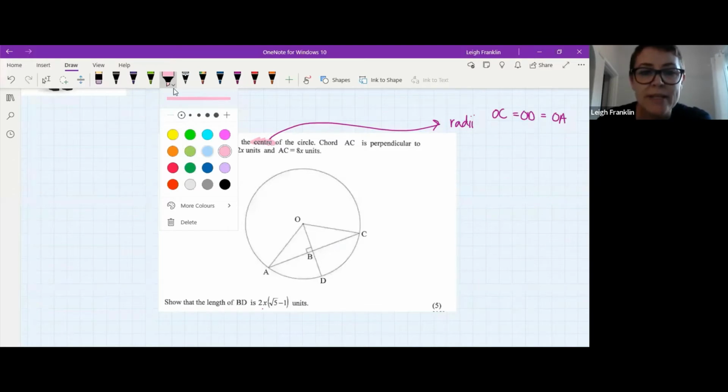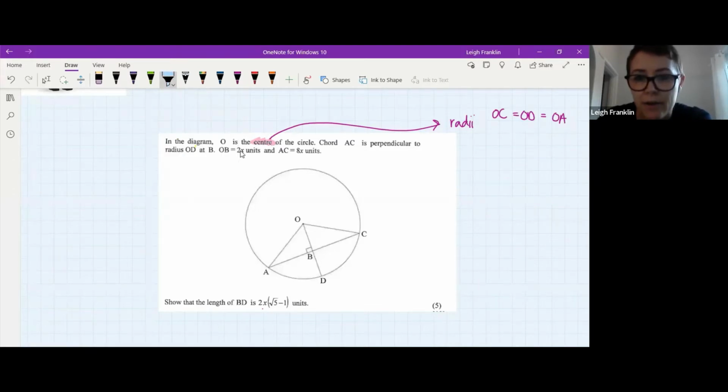The other thing that's important, if we read on a little bit further, is that chord AC is perpendicular. AC is perpendicular to radius OD. Right, so now the word perpendicular is also really important in this context. What are they telling us? What does it mean when they say that a chord is perpendicular to a radius? What does that mean? I'm going to just look in the chat. 90 degrees.